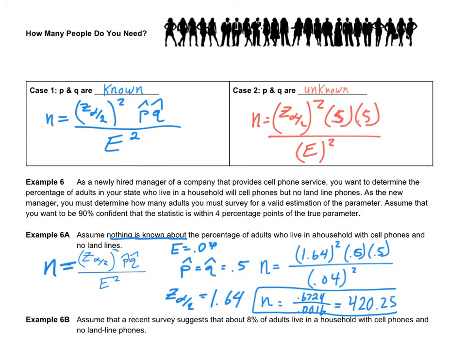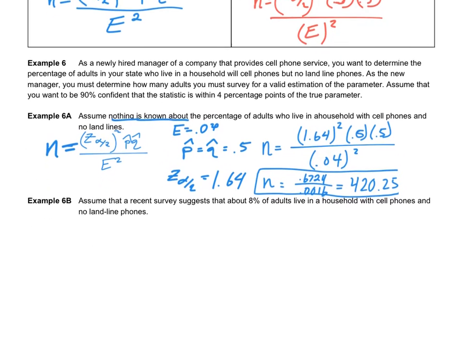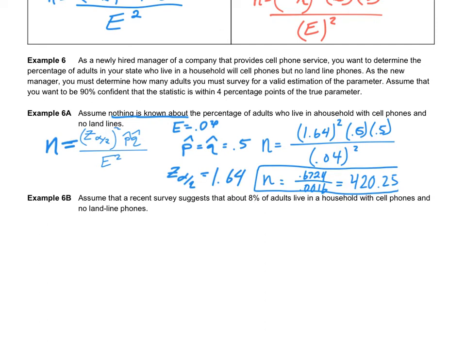The next problem actually gets easier because now I can assume that I know something about the population. So now I'm going to be utilizing the same idea, I'm just going to have a value for P and Q. In this case, my formula is n is equal to, same idea, I still start with my z alpha over 2 quantity squared multiplied by p hat times q hat all over my margin of error squared. The only thing that changes here is that I'm now going to have an estimation of the percentage of people that live in households that have cell phones but no landline.